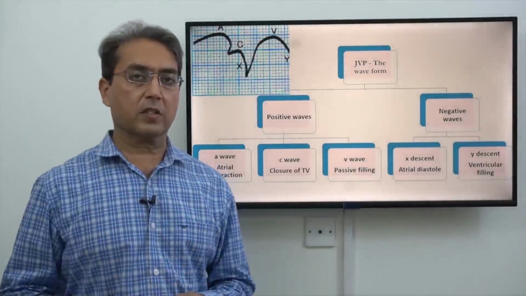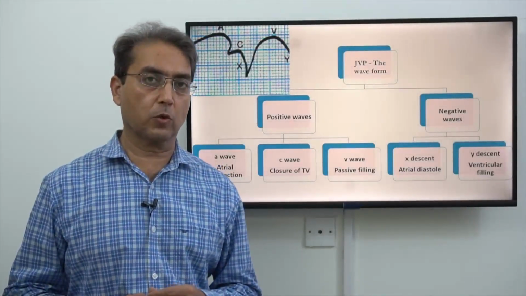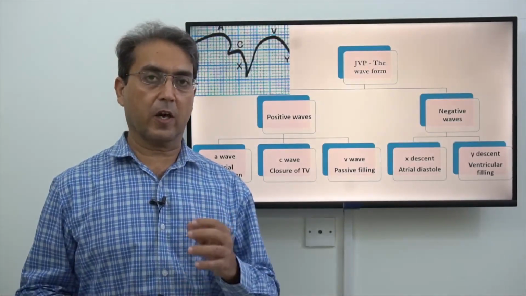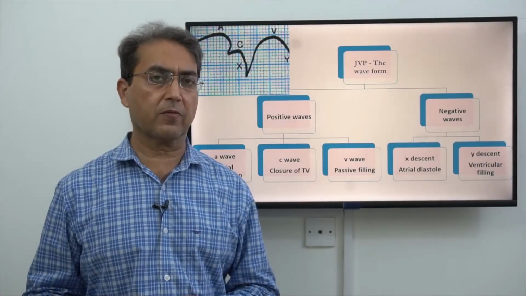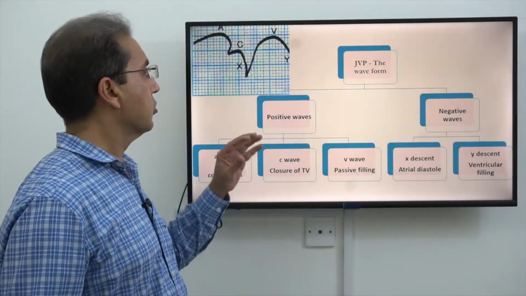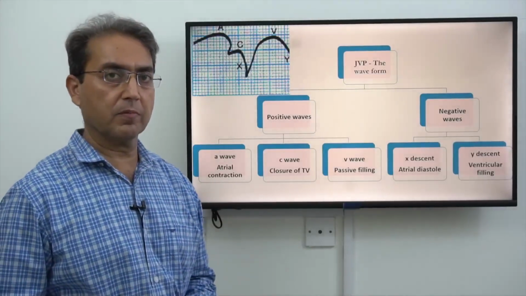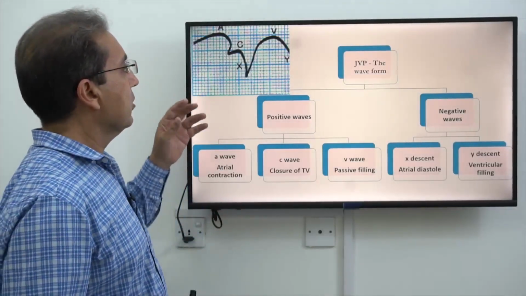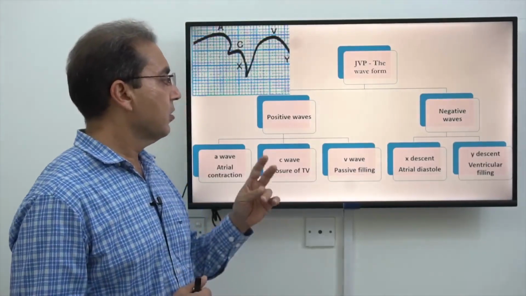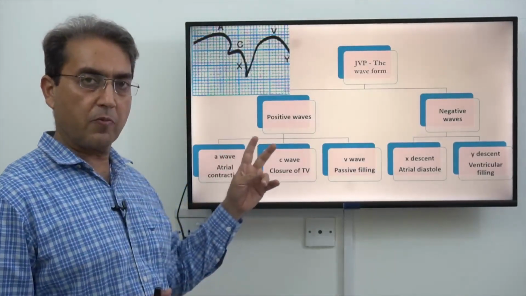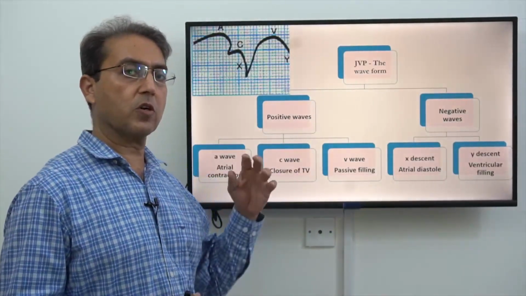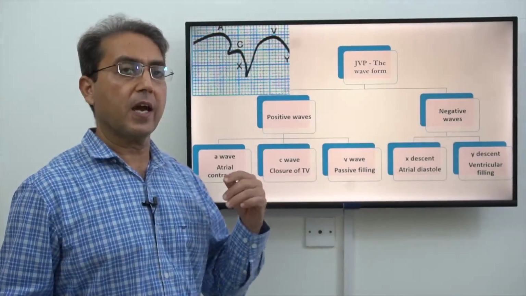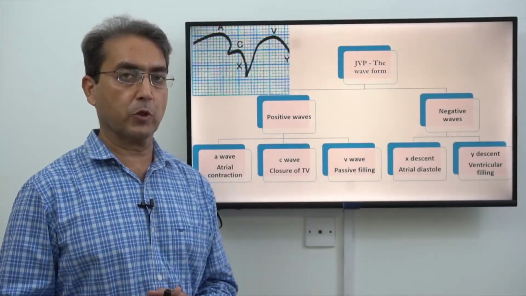Today we are going to discuss tricuspid stenosis, that is the narrowing of the tricuspid valve. Before we go on to the subject itself, we see the jugular venous waveform. You see the jugular veins have three positive or upward deflections and there are two downward deflections. Now we see what these upward deflections are and why they are produced.